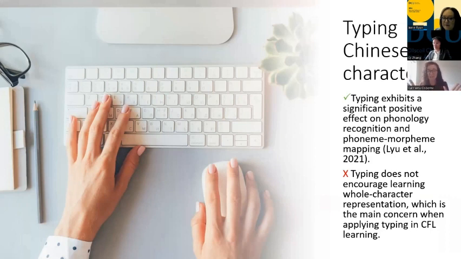On a very high level, typing exhibits a significant positive effect on phonology recognition and phoneme-morpheme mapping. Typing does not, however, encourage learning whole character representation, which is the main concern when applying typing in CFL learning. So we need to take that into consideration. We're currently working on a paper that will look at the typing strategies for Chinese characters. So keep an eye out for that, and please keep in touch if you want to be sent a link to that.